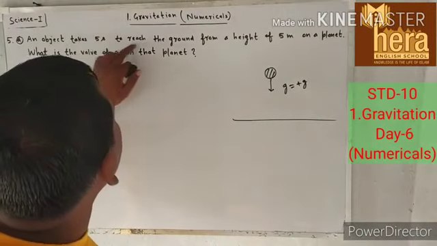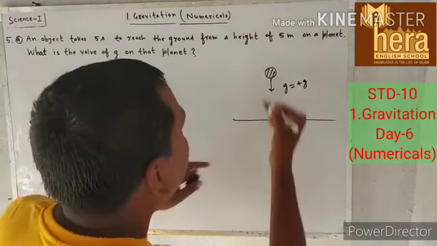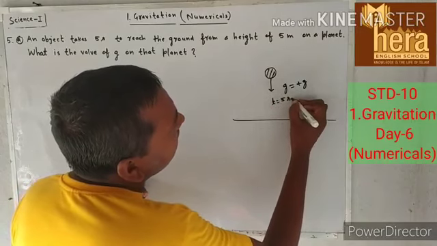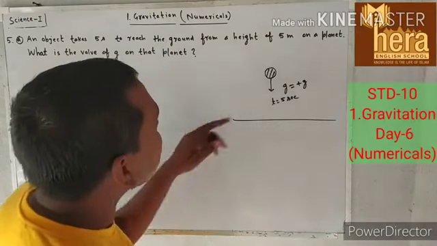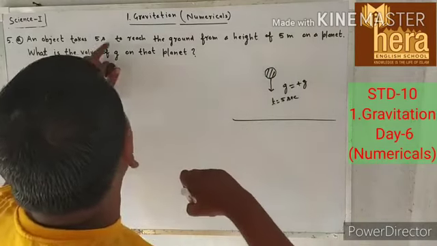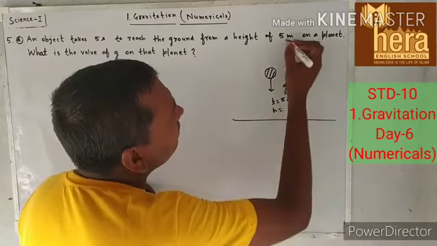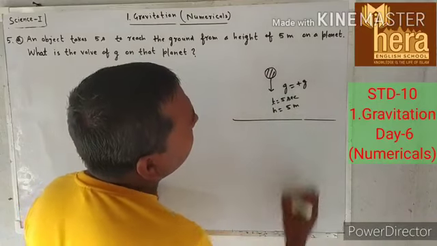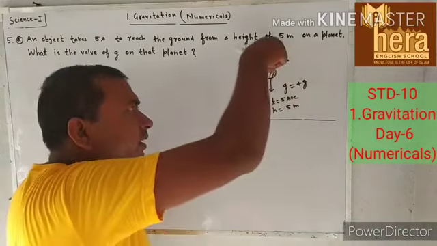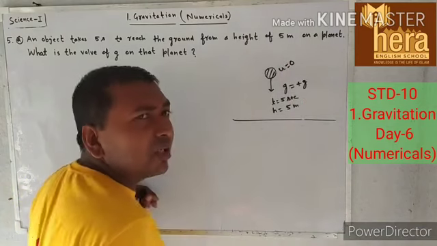An object takes 5 seconds to reach the ground. Time is equal to how much? 5 seconds. T is equal to 5 seconds. An object takes 5 seconds to reach the ground from a height of 5 meters. H is equal to how much? H is equal to 5 meters. Listen, if you release the ball from here, then initially the object is at rest. Therefore, U is equal to 0.